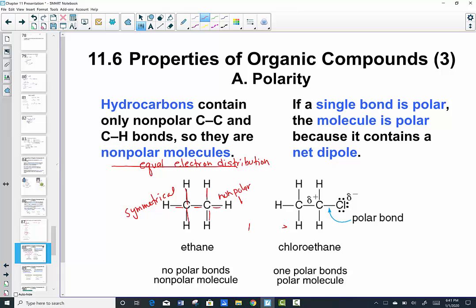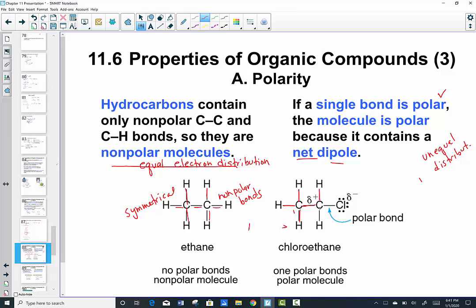Making a nonpolar molecule. But now all of a sudden, if we have a single bond that is polar, it makes the entire molecule polar as well, as it contains what we refer to as a net dipole. The net dipole means that there is an unequal distribution of electrons throughout that molecule. An unequal distribution. And so when I draw chloroethane, the first carbon contains all nonpolar bonds as it leads to three hydrogens and to another carbon.